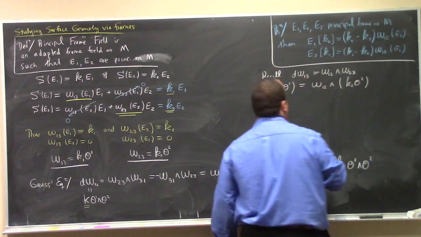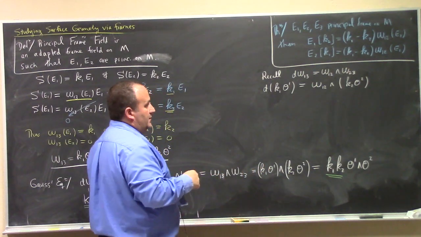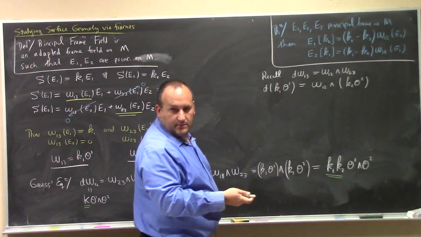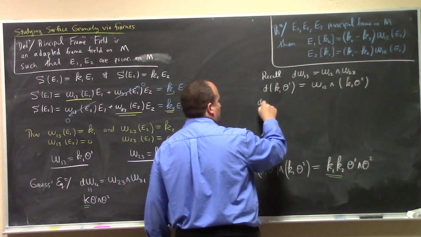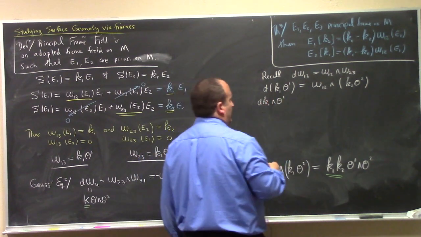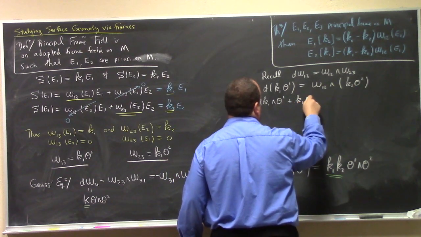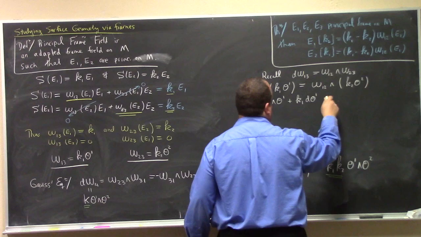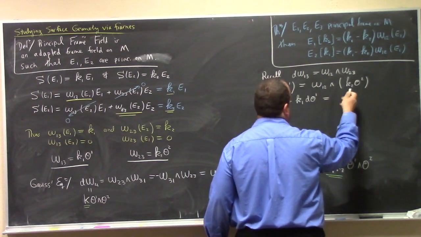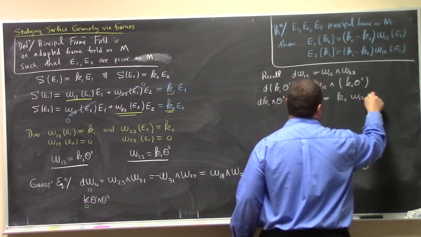All right. Then, this is a product, so I can do the Leibniz rule. Okay, and this is dK1 wedge theta 1 plus K1 d theta 1. All right. And that's, of course, still equal to, I can pull the K2 out if I want, K2 omega 1,2 wedge theta 2.